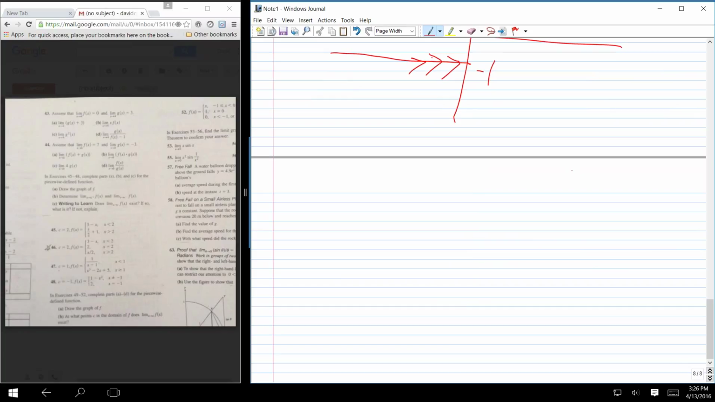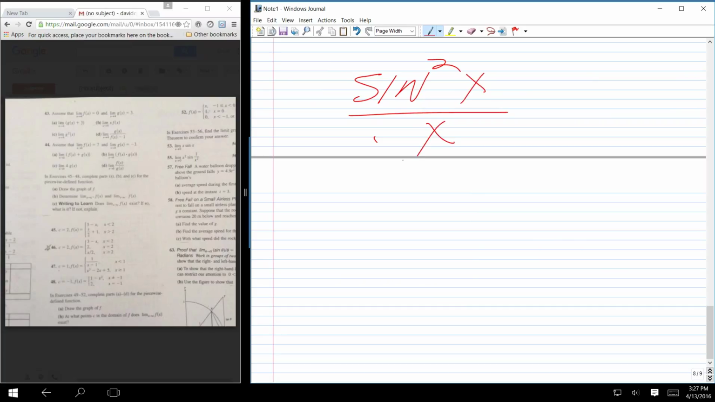Got time for maybe one more? Okay. I was a little confused. There's one and it's the sine squared x over x, and then x is approaching 0.